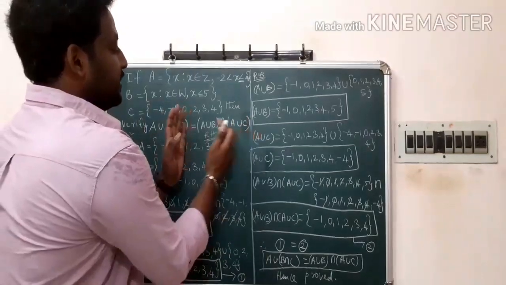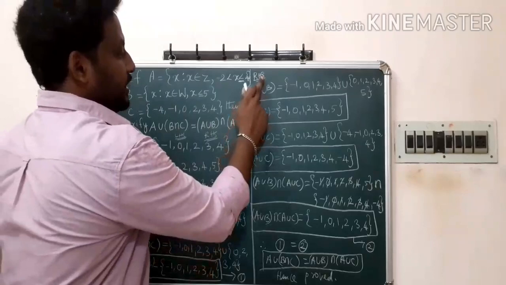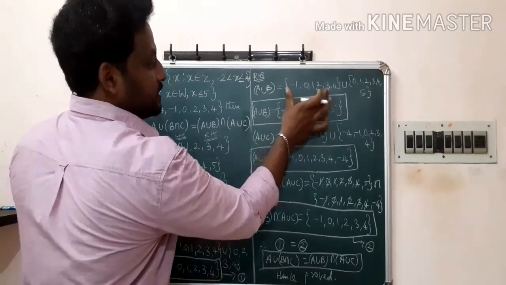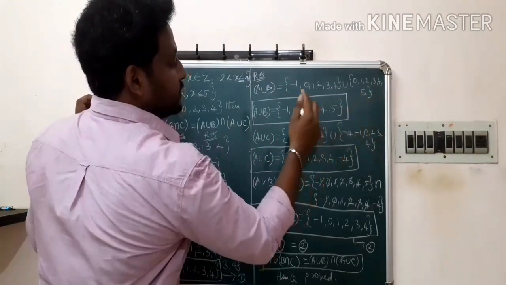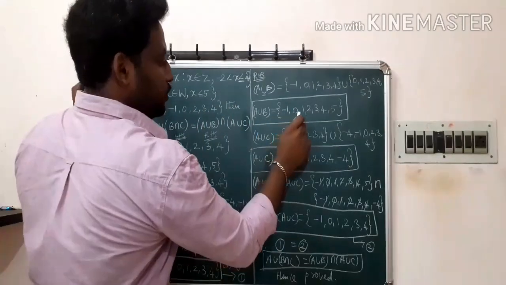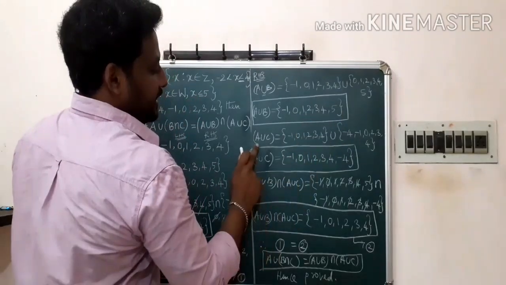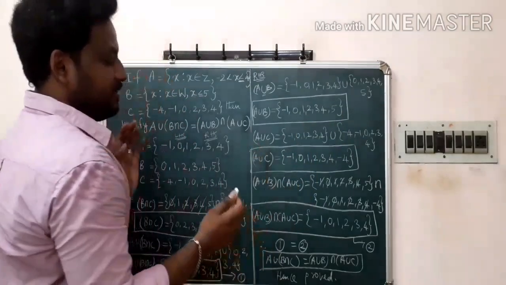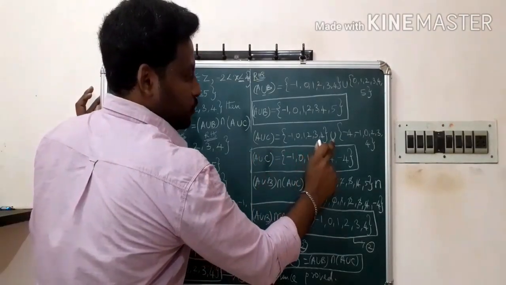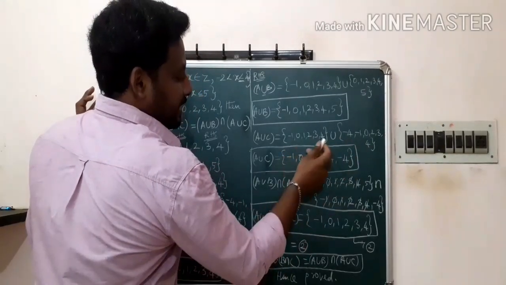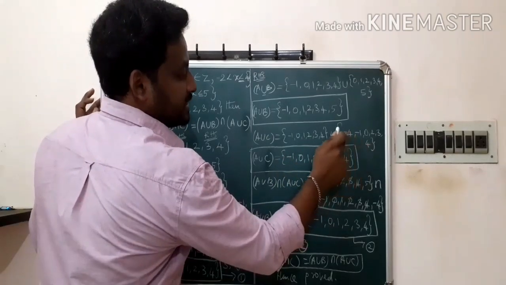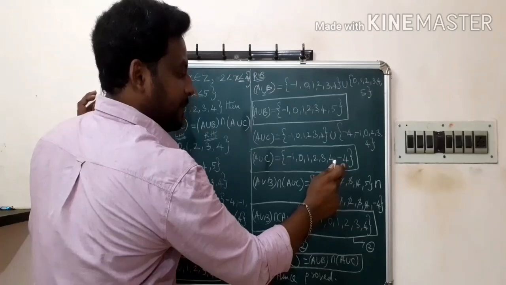And then look at the right hand side: A union B intersection A union C. On the right hand side we look at the first bracket, A union B. So write set A union set B. Union means we combine the two sets: minus 1, 0, 1, 2, 3, 4, 5. And then A union C means we take union of set A and set C. A union C is minus 1, 0, 1, 2, 3, 4, and minus 4 is also in set C, so we write minus 4 as well.